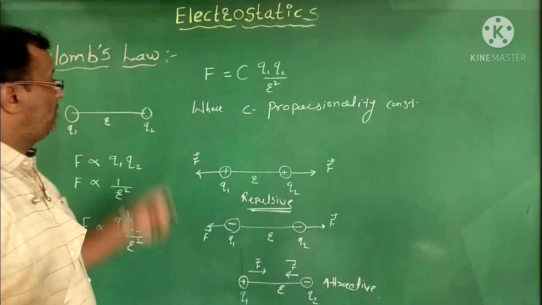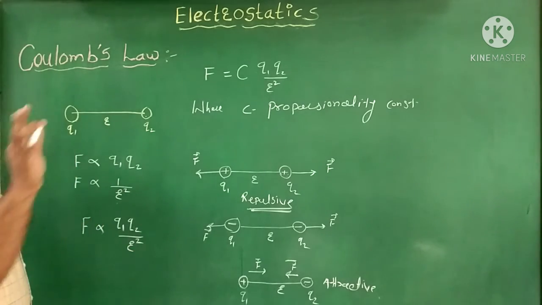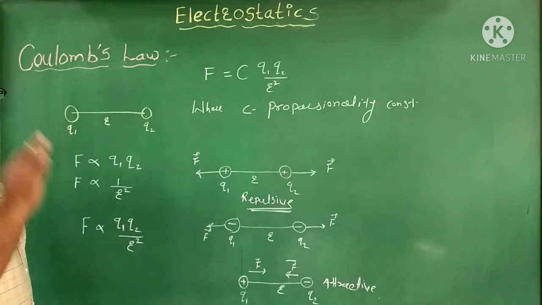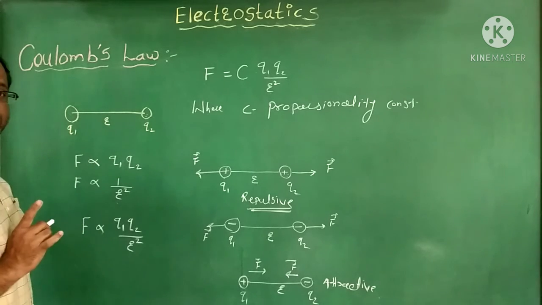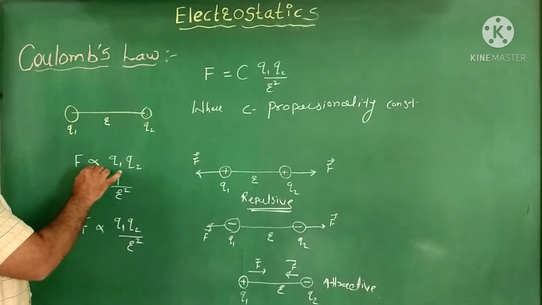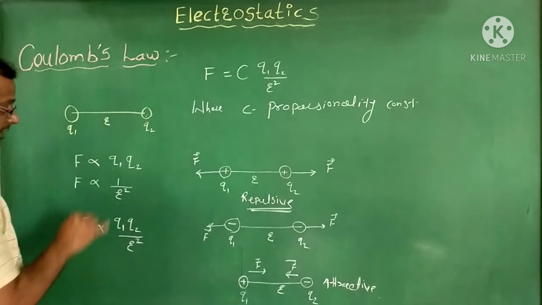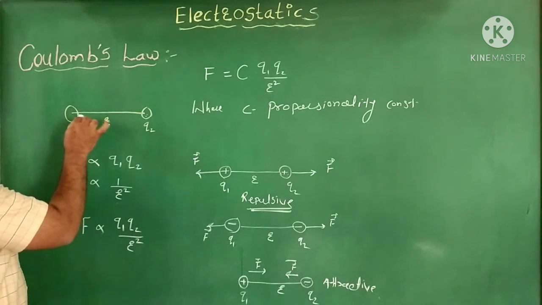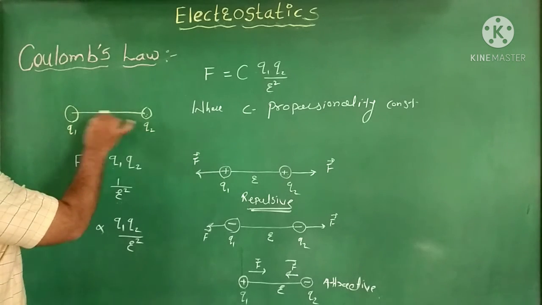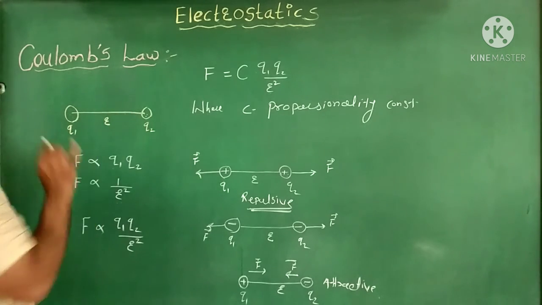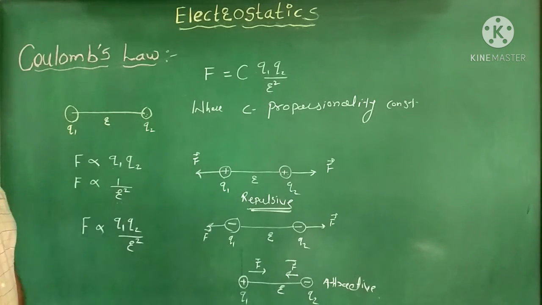So this is what we want to see, the statement of Coulomb's law. As per Coulomb, the force of attraction or repulsion between two point electrical charges at rest is directly proportional to the product of the magnitudes of these two electrical charges and inversely proportional to the square of the distance between these two electrical charges. And this force acts along the line joining the two electrical charges. Right? See all the equations once.